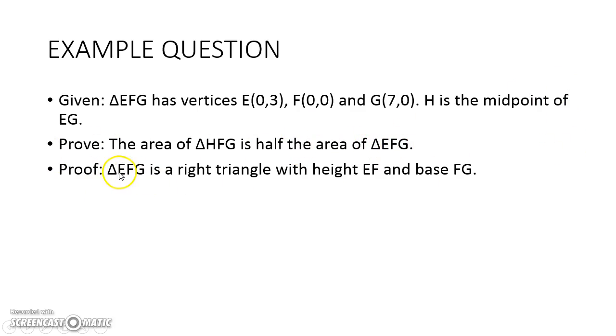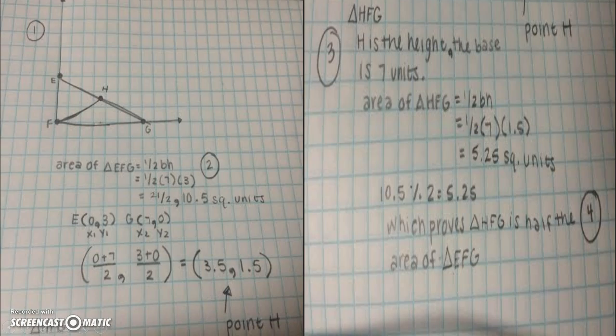And so with the proof, we would prove that triangle EFG is a right triangle with height EF and base FG. And so here I drew it and I plotted the points. So you get two triangles, like I said. And so you would find the area of triangle EFG first using 1/2 base times height, and then you would plug in 7 and 3. Then you should get 21 over 2, or 10.5 square units.